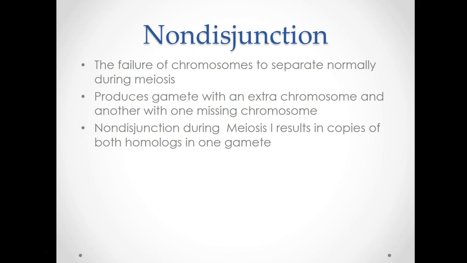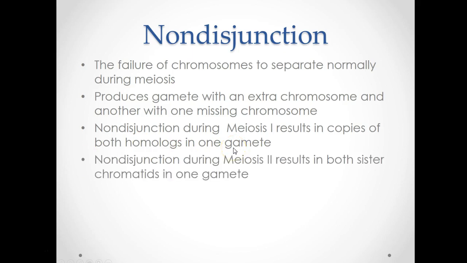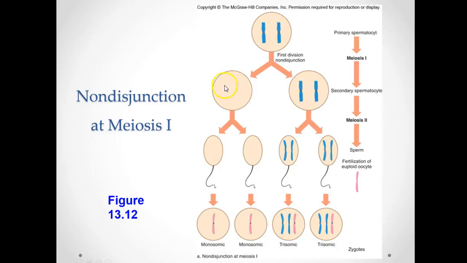Depending on when the non-disjunction occurs depends on how many extra copies we'll have. If it occurs during meiosis 1, we have copies of both homologs in one gamete. And if it occurs during meiosis 2, you have both sister chromatids in one gamete. So let me show you kind of how this works. Let's say this happens in meiosis 1. So here's our homologous pairs of chromosomes.